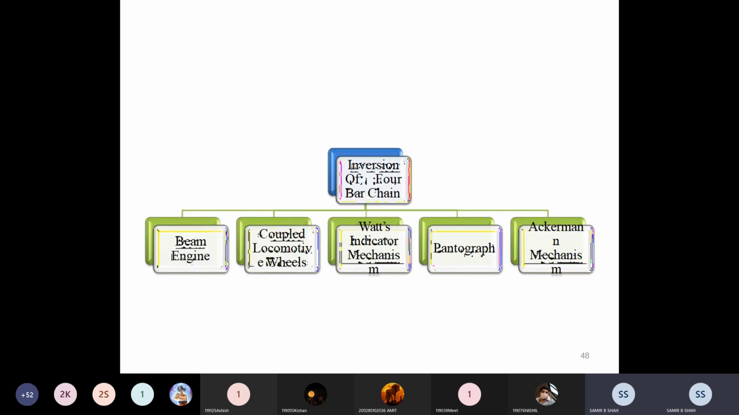Inversion of 4-bar chain are divided in beam engine, coupled locomotive wheels, Watt's indicator mechanism, pantograph, and Ackermann's mechanism. You remember that the 4-bar mechanism may cover beam engine, coupled locomotive wheel, Watt's indicator mechanism, pantograph, and Ackermann's mechanism. Okay, these all are considered in the inversion of 4-bar chain.